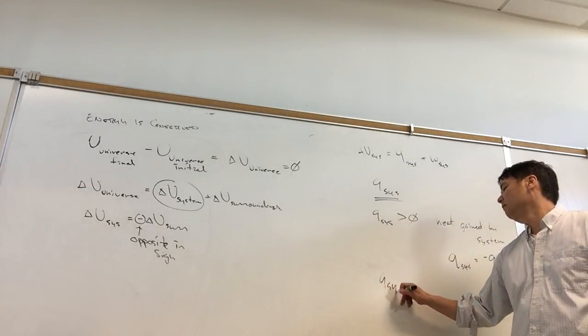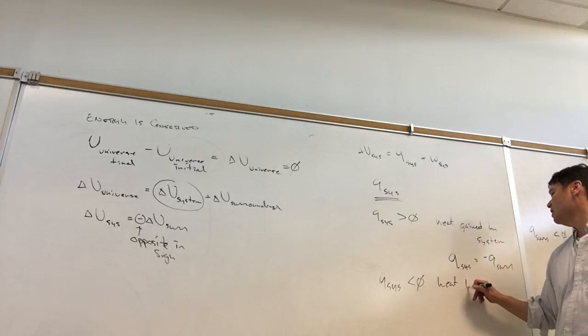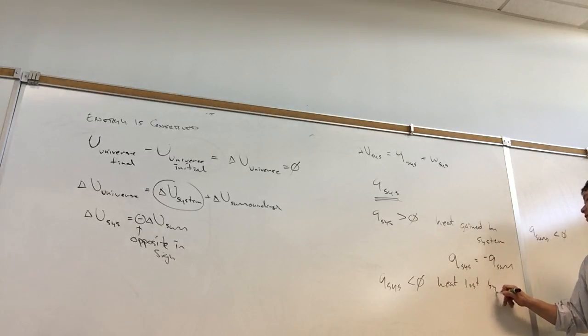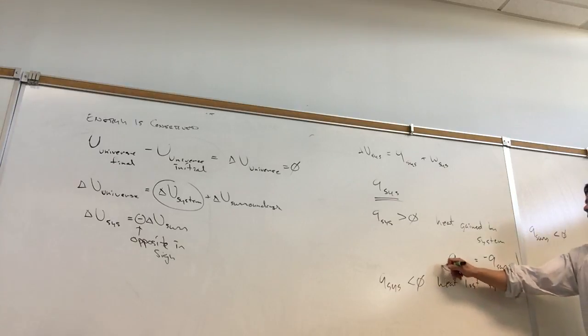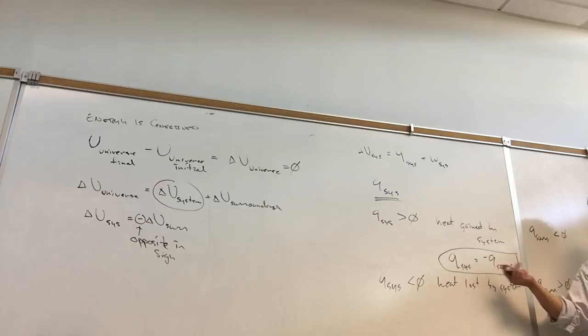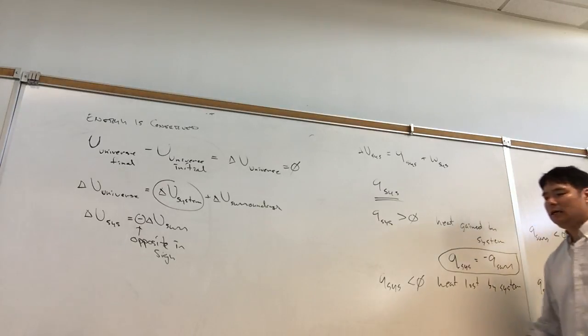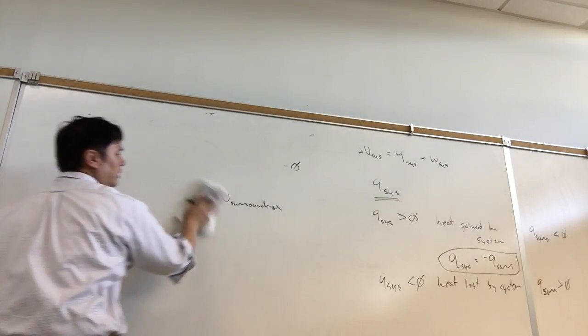Because one gains and the other must lose. If Q of the system is less than 0, then heat was lost by the system. And that means Q of the surroundings must be greater than 0 because the surroundings must have gained heat. And so this is another way of saying the first law of thermodynamics. Another way of saying the first law of thermodynamics is any heat gained or lost must have come from somewhere. Because heat is a transfer of kinetic energy. Heat, that is energy, is neither created nor destroyed.